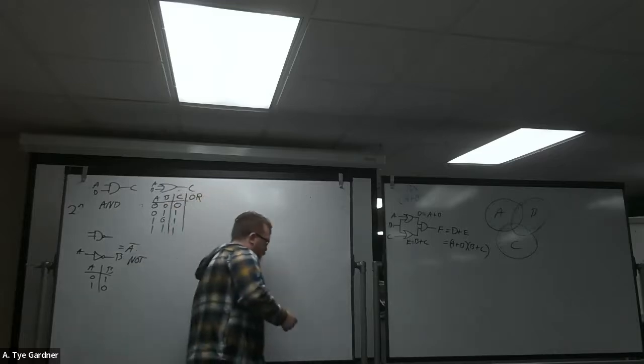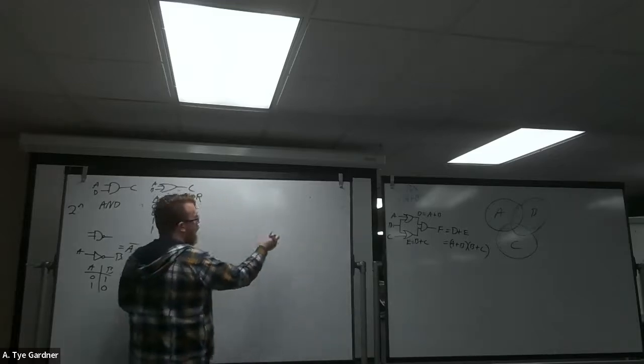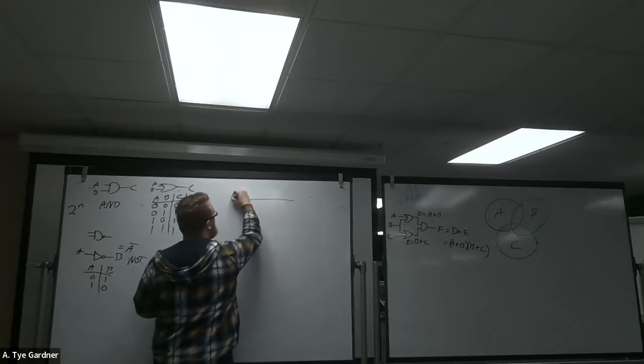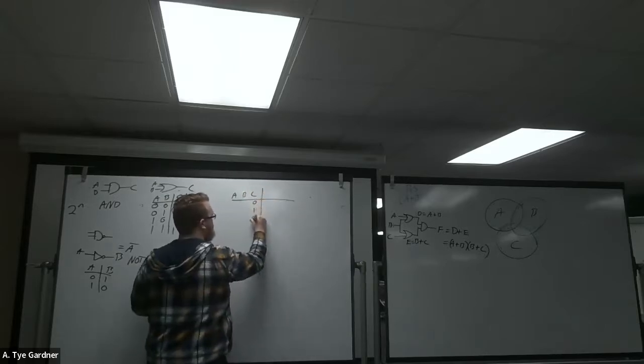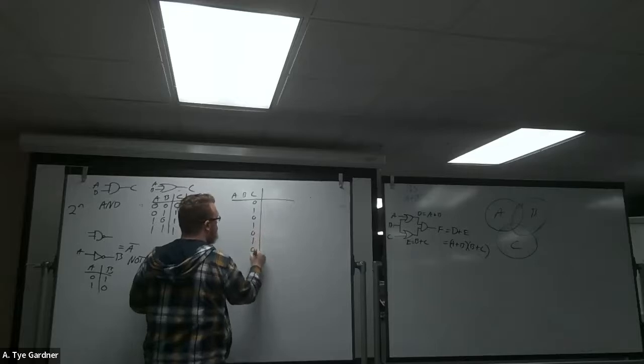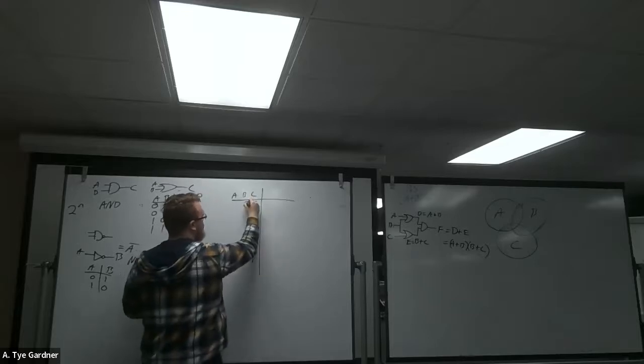So the way that you would do a truth table is I would say I have this expression for A, B, and C. There are three variables. So 8.